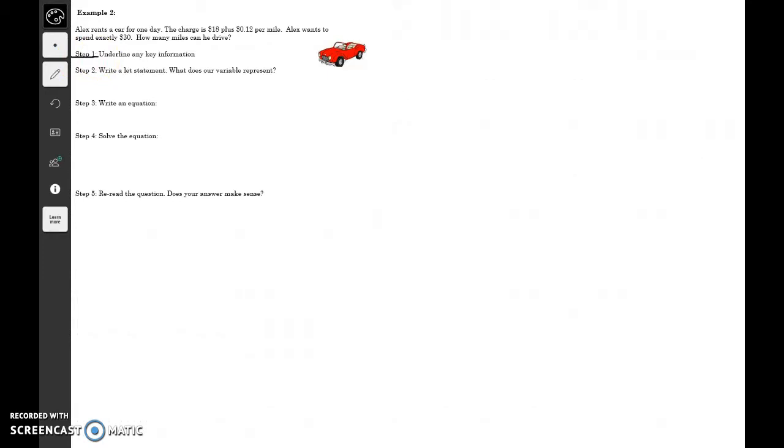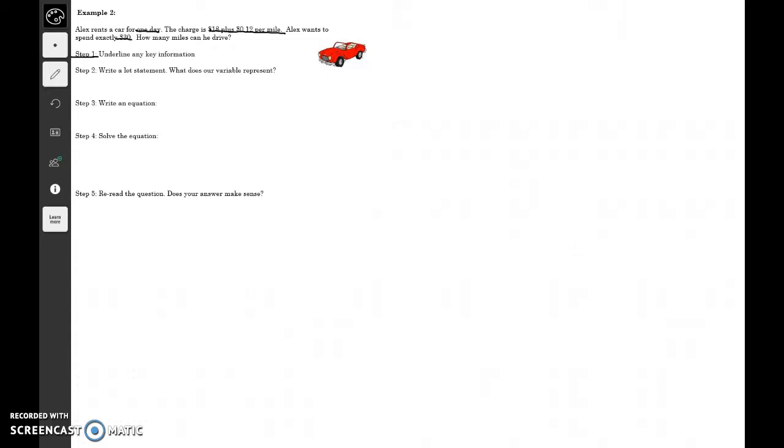So here, it doesn't really matter that Alex rents a car, but we do need to know that he has it for 1 day. Also, it's important to know that he was charged $18 plus 12 cents per mile, and that he also wants to spend exactly $30. So the key information here is the $18, 12 cents per mile, the 1 day he has it, and then $30.